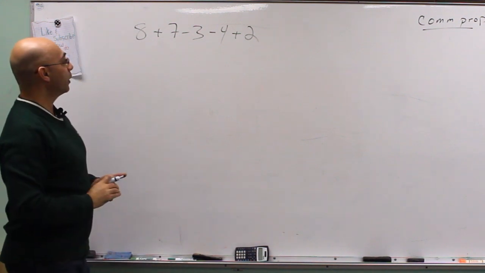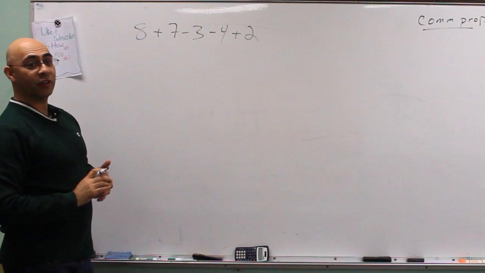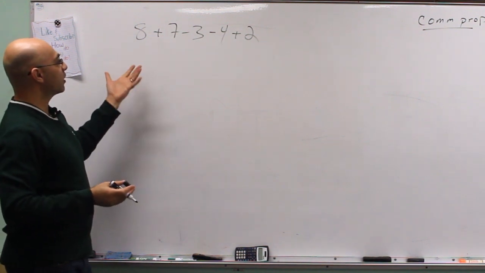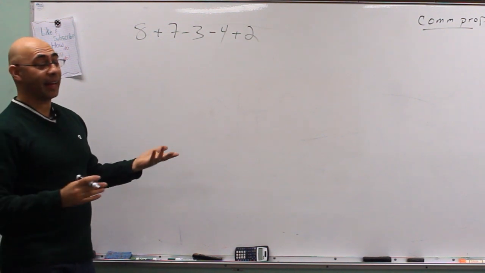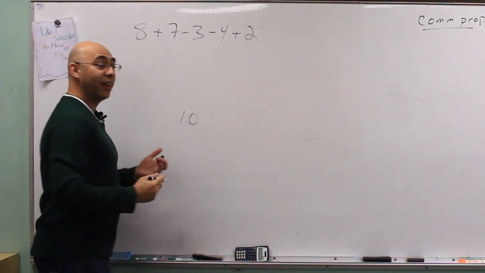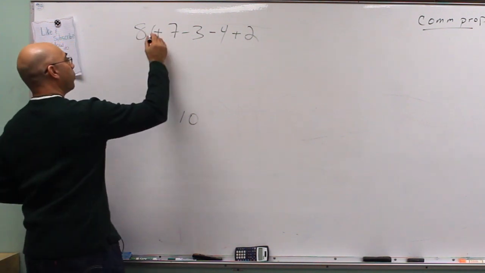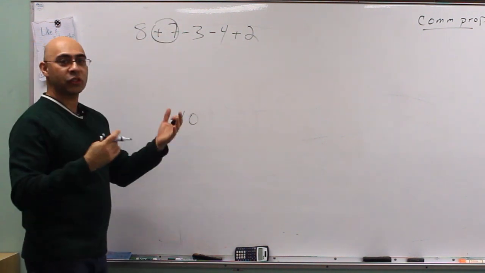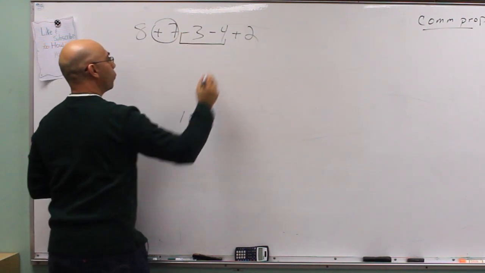I look at this problem here, and I'm going to use the associative property and the commutative property together to do mental math, basically. I look at this problem, and I can see that the answer is going to be 10. And the way I did it is I look at that plus 7, and I'm going to associate two numbers together, this minus 3 and that minus 4.